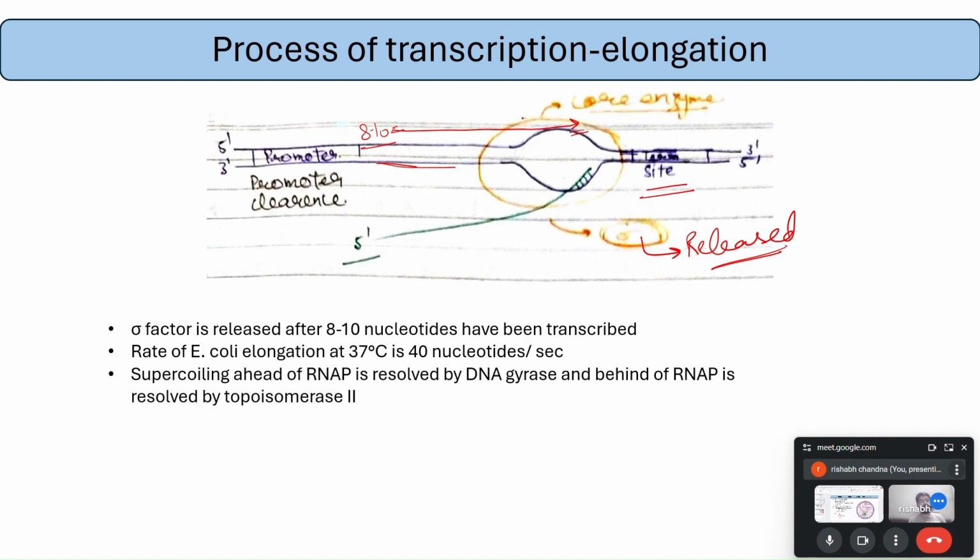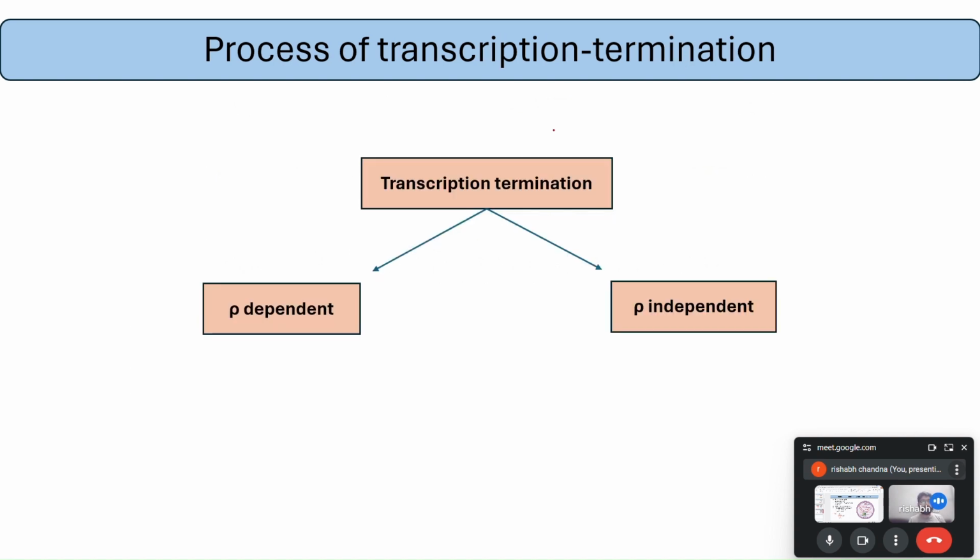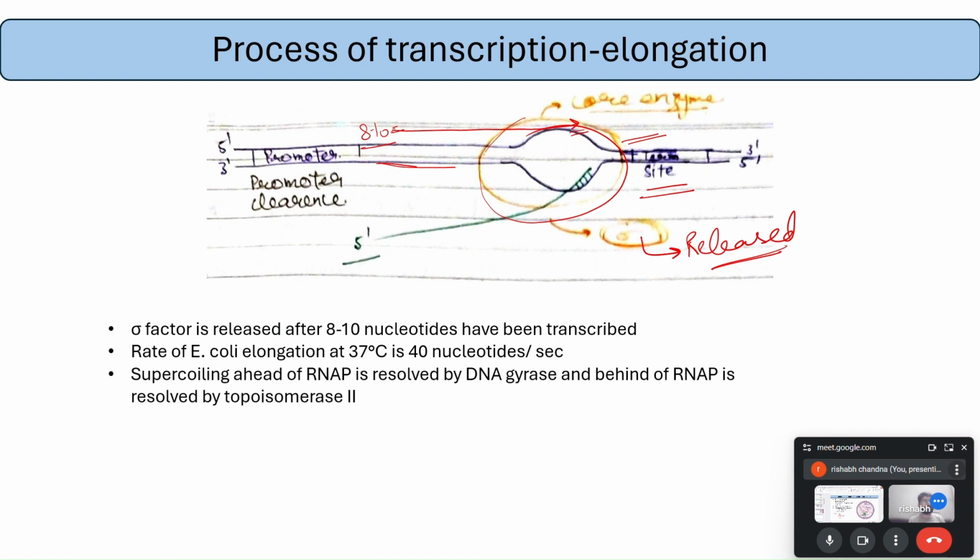Okay, this polymerization is done by the core enzyme only and not the holoenzyme. So basically, the core enzyme involves the alpha, beta, and beta prime subunits. These subunits are involved in the polymerization of the RNA chain. Okay, and here E. coli elongation at 37 degrees Celsius is about 40 nucleotides per second.